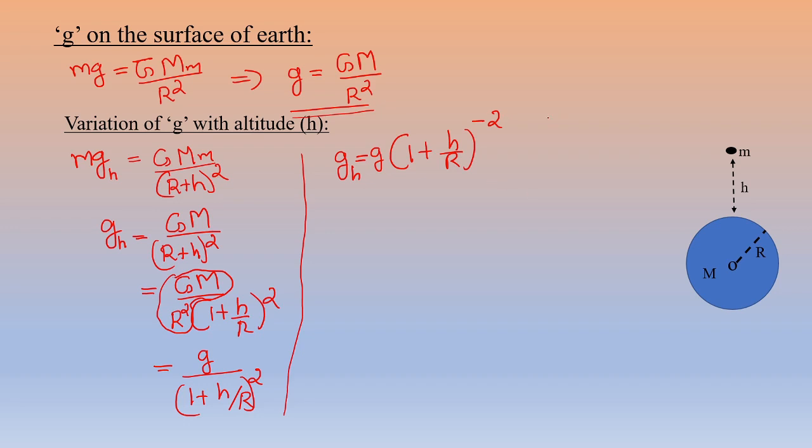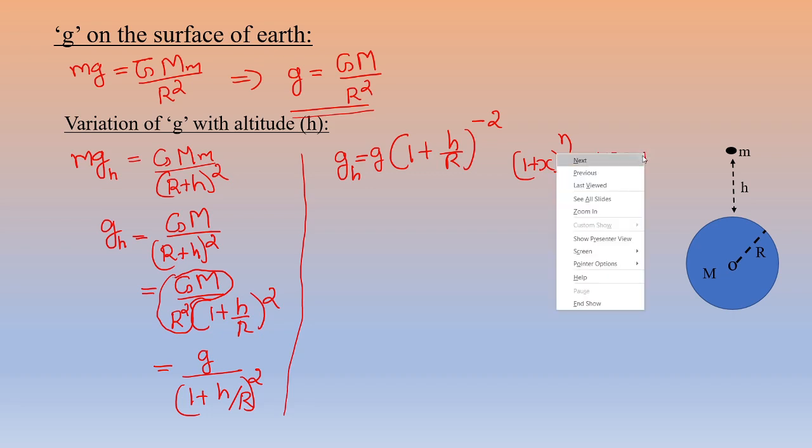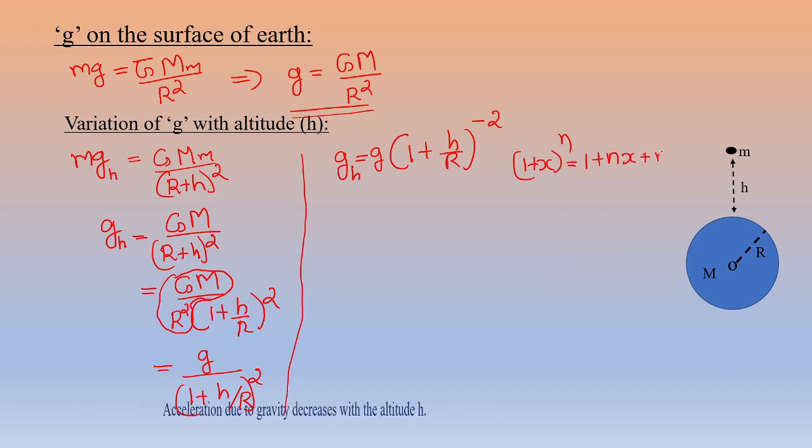So we can use the expansion for (1 + x)^n, that is equal to 1 + n x + n(n - 1)/2! x² and so on.